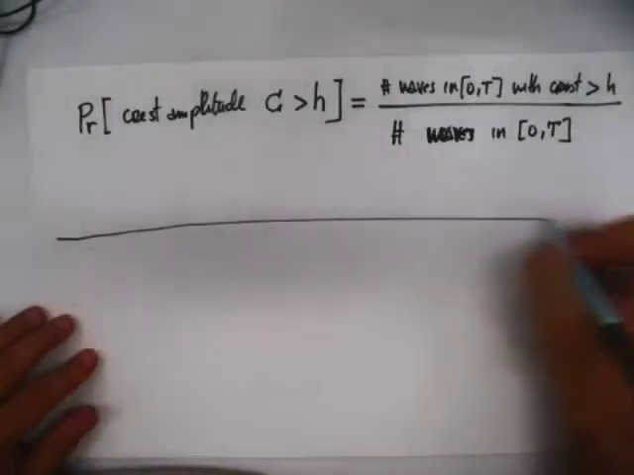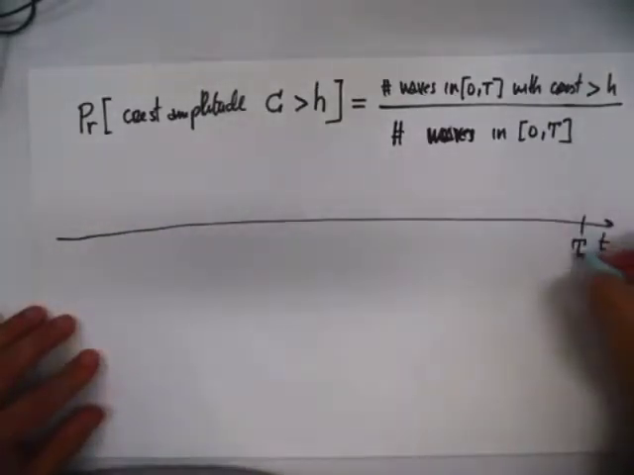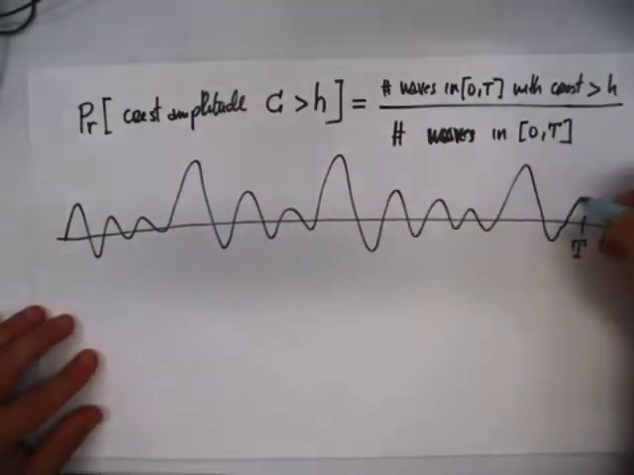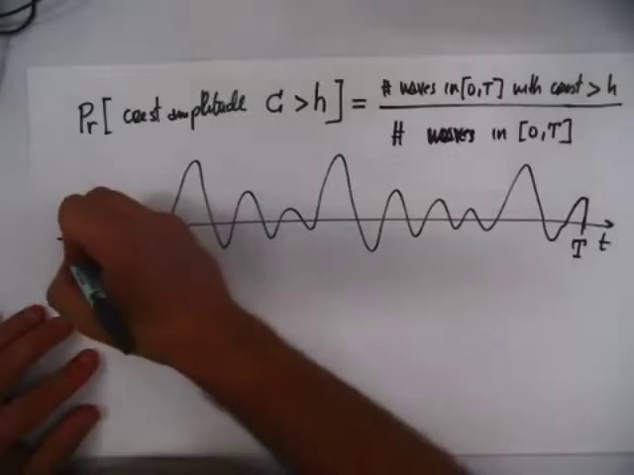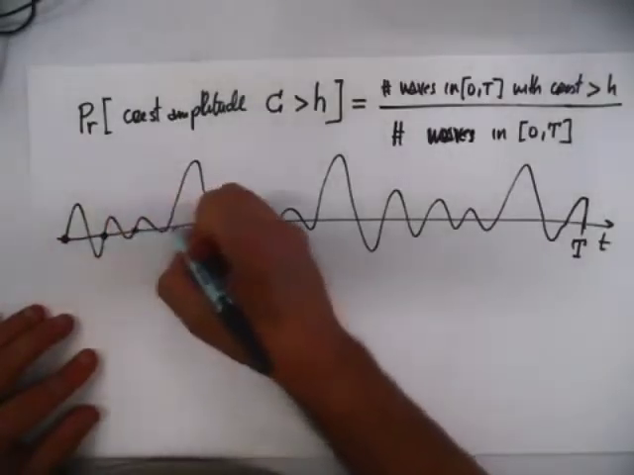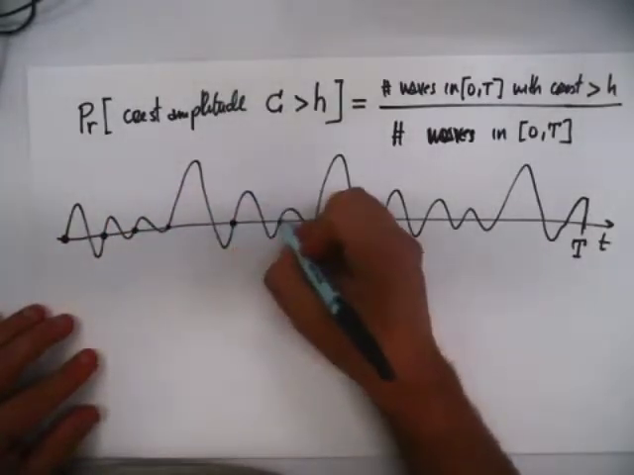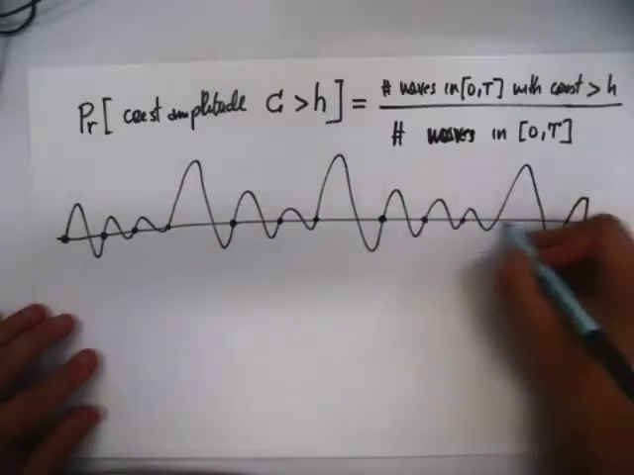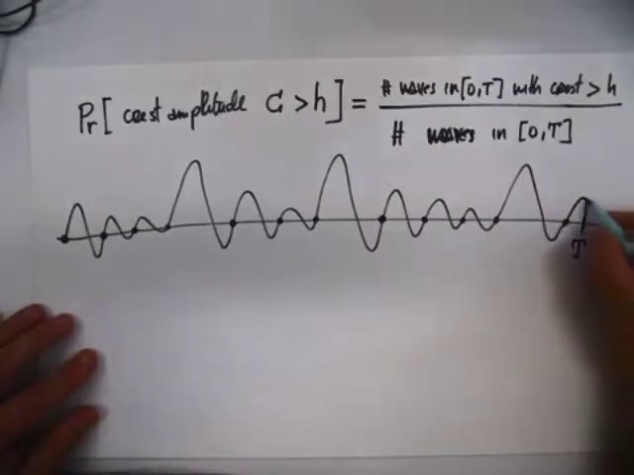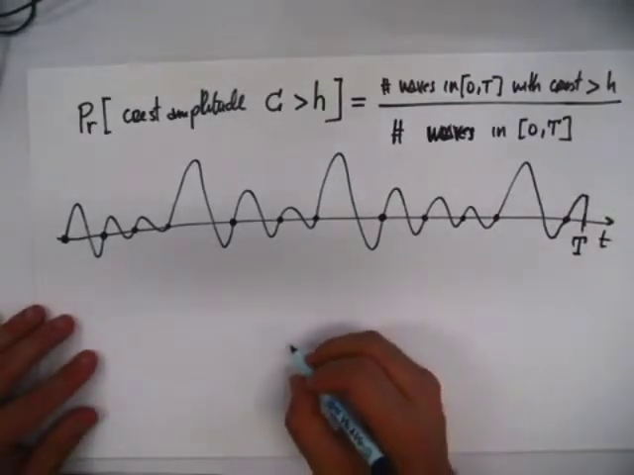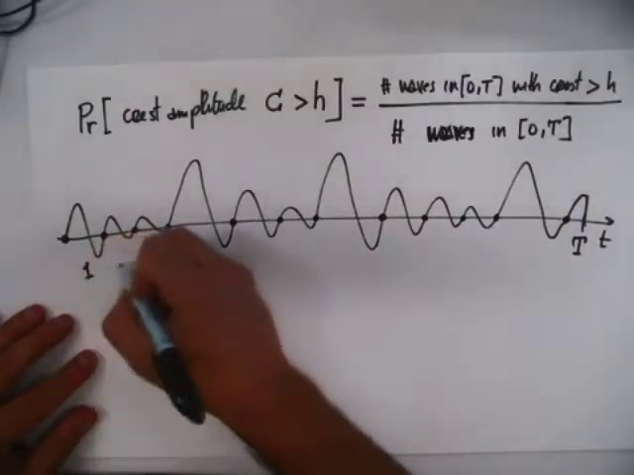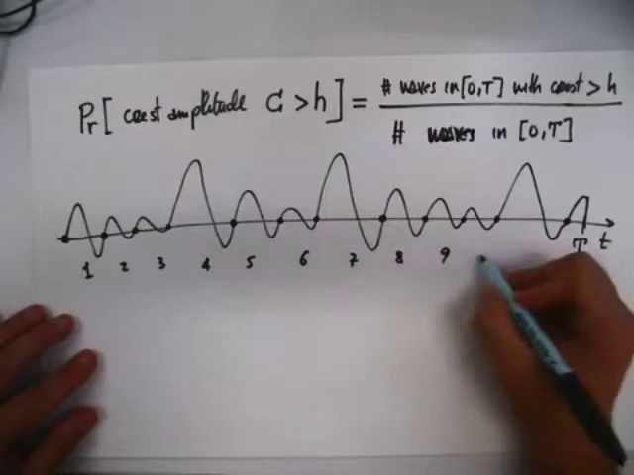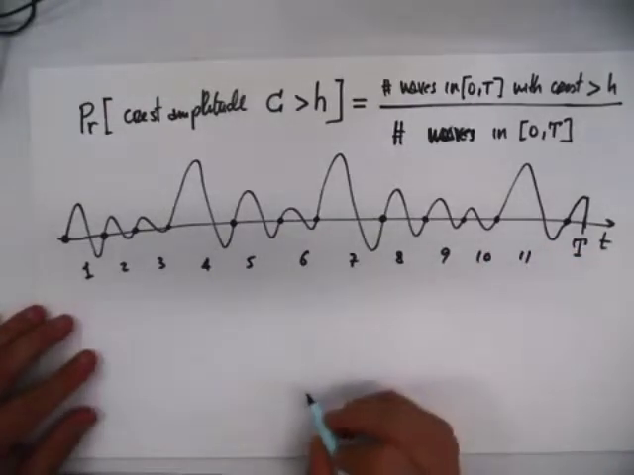So I take my recorded time series of amplitude of length T. I detect all my waves, basic values, and I know how to do that because I simply have to do zero crossing analysis. Okay? So I have what? 1, 2, 3, 4, 5, 6, 7, 8, 9, 10, 11 waves.